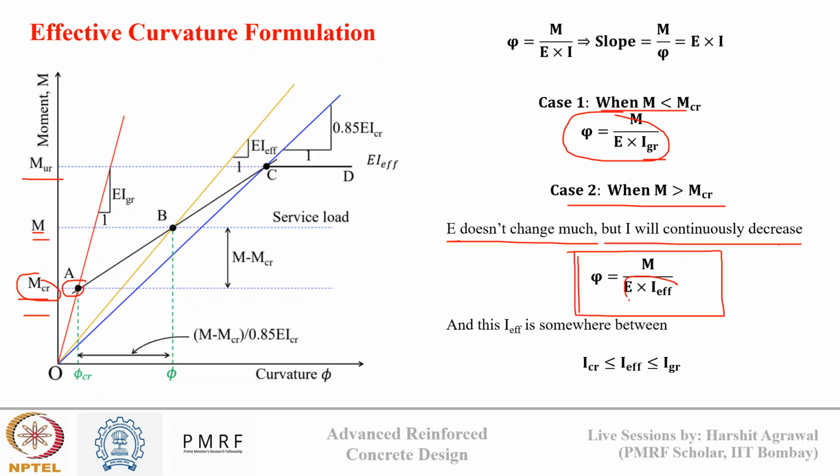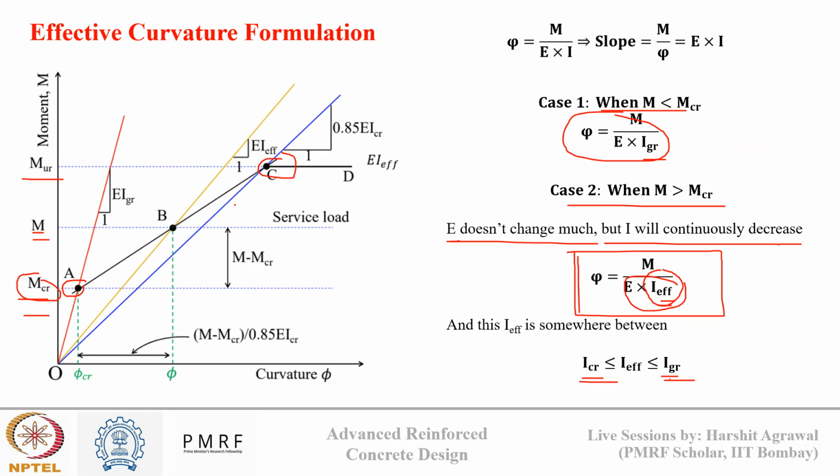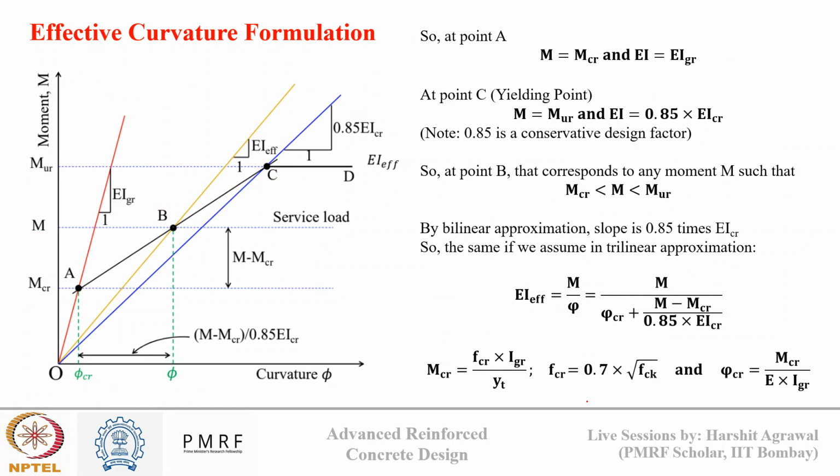So we are not taking gross moment of inertia, we are taking some effective moment of inertia. And this effective moment of inertia will be less than gross and more than the cracked moment of inertia, because at cracking there will be saturation. So the effective value is somewhere in between the points that we are considering. Now how to calculate this effective moment of inertia? At point A, we know M is equal to Mcr and EI is equal to EI gross. And at point C, we know M is equal to ultimate moment, and EI at this point decreases to 85 percentage.